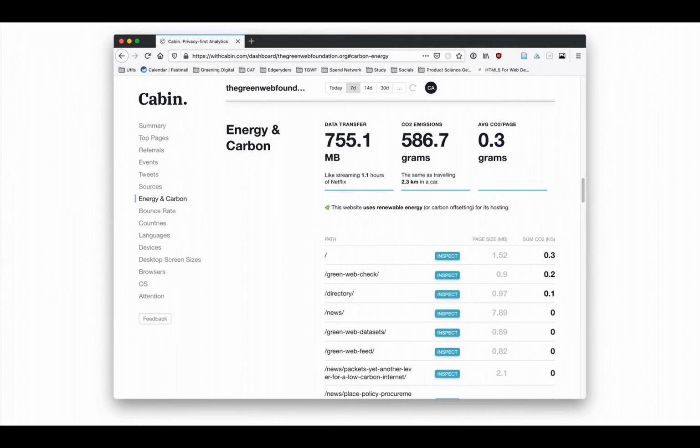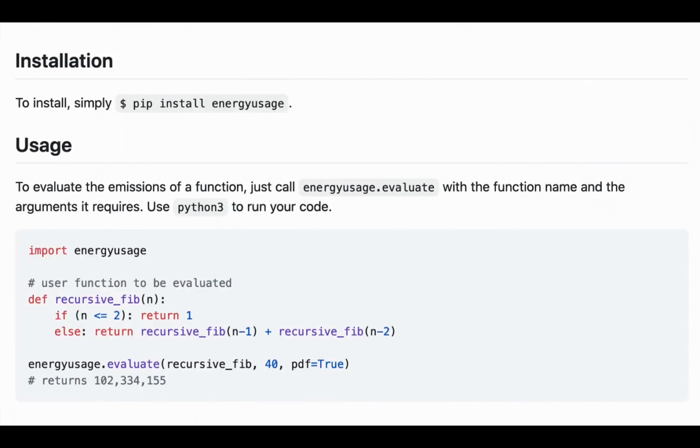Let's take web usage, for example. We know that it takes energy to shift data over the wire to our users, and in many cases we probably track this using tools like Google Analytics or Plausible, and so on. One service that also makes it easy to track carbon usage is Cabin. Just like Google Analytics, Cabin tracks the usage of your site, but it also applies carbon calculations to give you figures on a per page load basis or highlight hotspots.